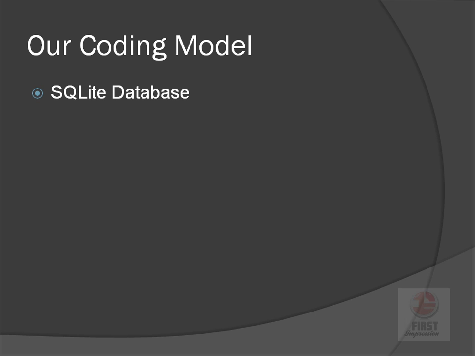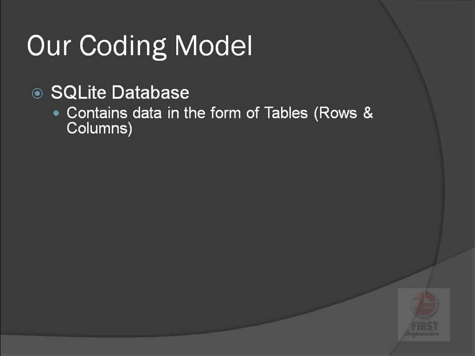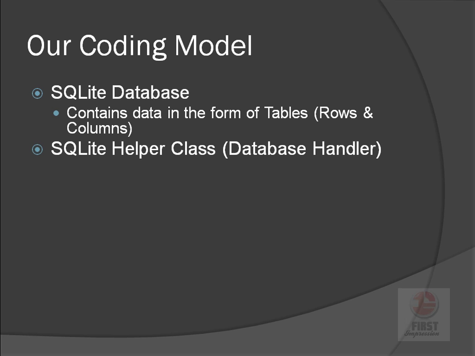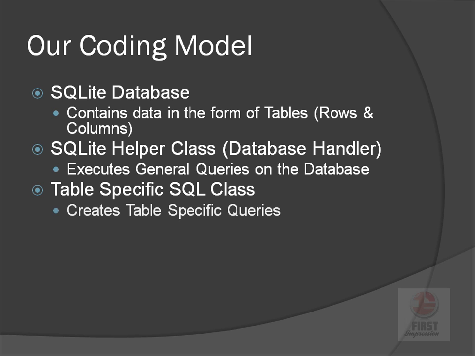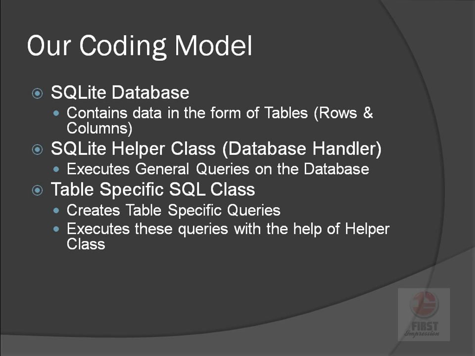First of all, we'll have the database with us. It will contain data in the form of tables, that is rows and columns. Then we'll have the SQLite helper class or the database handler class. The database handler class will access the database and execute general purpose queries on it. Then you have the table specific SQL class. This class will create table specific queries, for example for insert, update, delete, and select, and it will execute these queries with the help of the helper class.